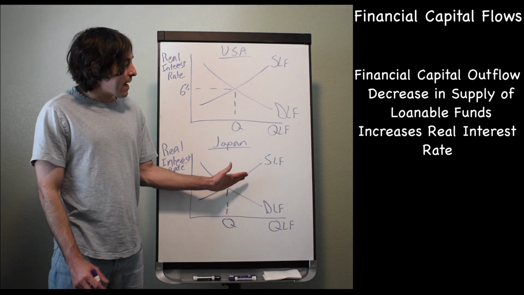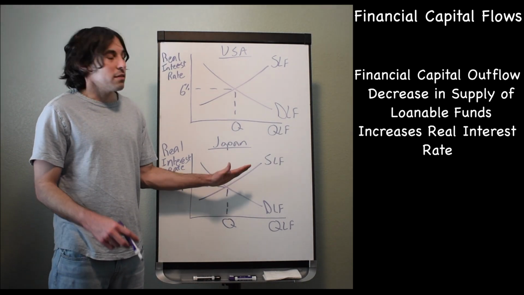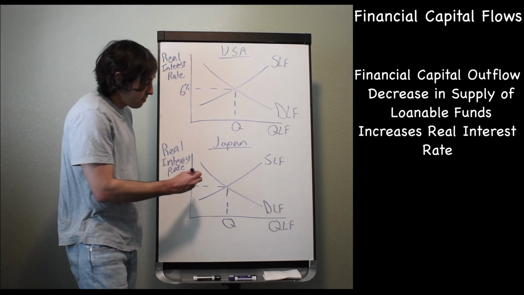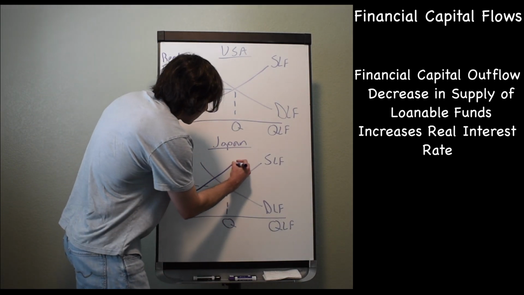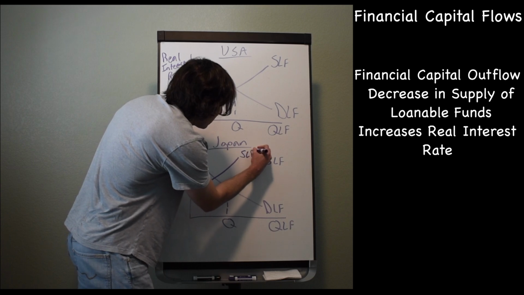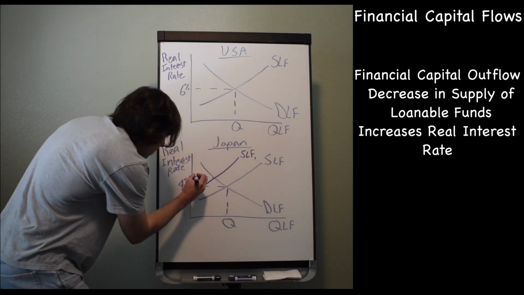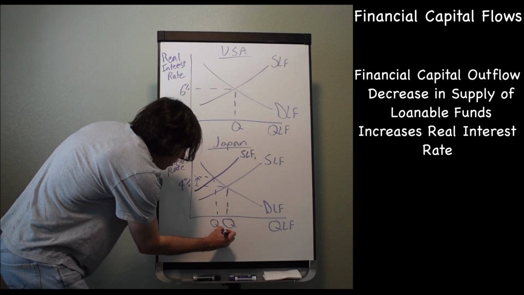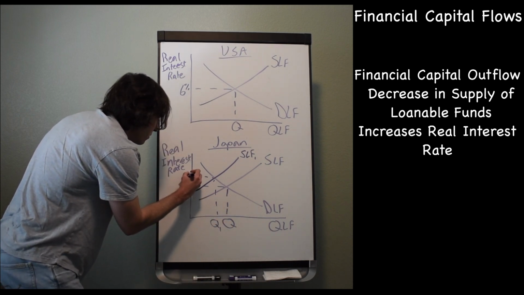As they pull their money out of financial assets in banks in Japan, there's going to be a capital outflow. Financial capital is going to be leaving the country in Japan, and that's going to cause an increase in their real interest rate. So let's just say that it's going from 4% to 5%.